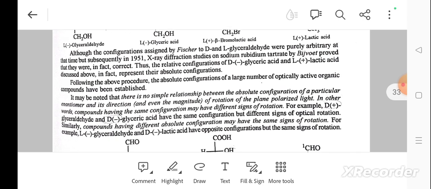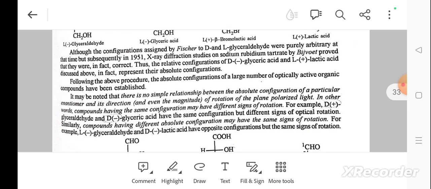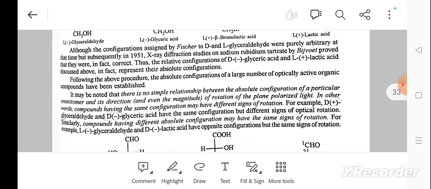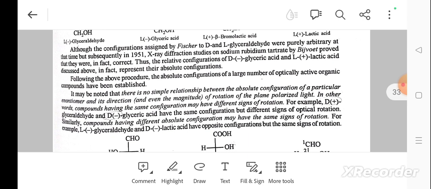Although the configurations assigned by Fischer to D and L were purely arbitrary at that time, in 1951 the X-ray diffraction study of sodium rubidium tartrate by Bijvoet proved that they were in fact correct. Thus, the relative configurations of D positive glyceric acid and positive lactic acid described above in fact represent the absolute configuration. Following the above procedure, the absolute configurations of a large number of optically active compounds have been established.